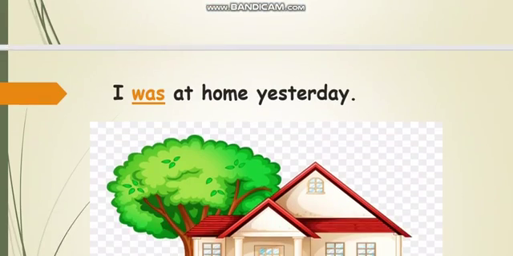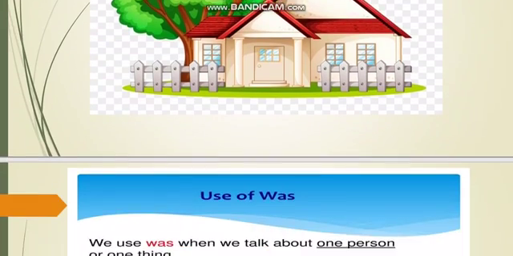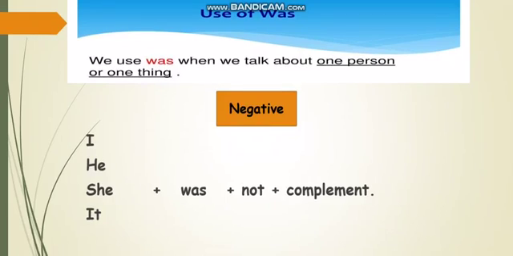Yes, thank you. I was at home yesterday. Repeat after me. I was at home yesterday. I, singular pronoun, was. Okay? Was for singular pronoun. Now, the form of a sentence in the negative, we have I, he, she, it, or singular noun, plus was plus not. So we say I wasn't, he wasn't, she wasn't, it wasn't. Okay?